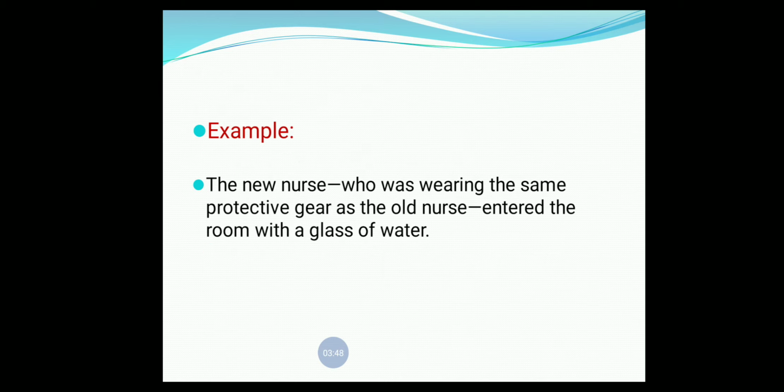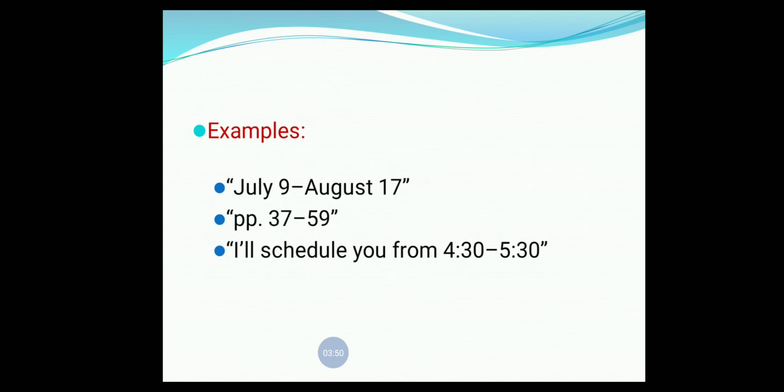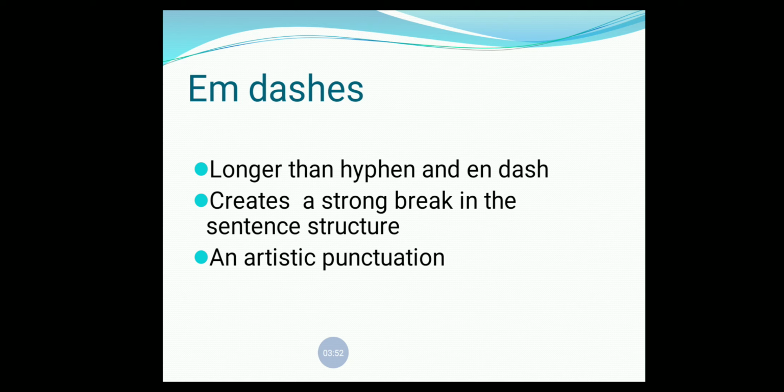Next we move on to the M dashes. M dashes are definitely the longest one, longer than the hyphen and the N dash, and it actually creates a strong break in the structure of a sentence. When we are talking about M dashes, it's more like an artistic punctuation, as in in some cases use M dashes where you have numerous commas in the sentence and you do not want to have so many commas, so we replace it with an M dash.